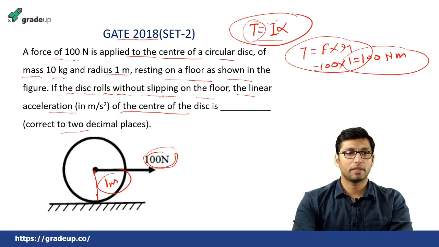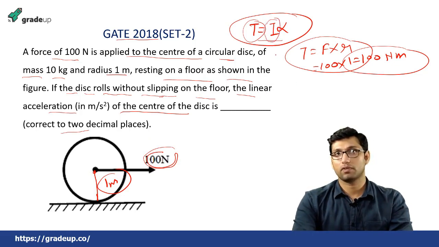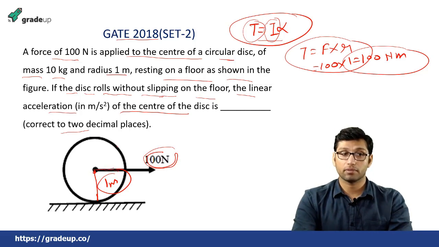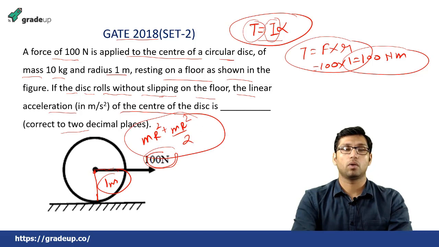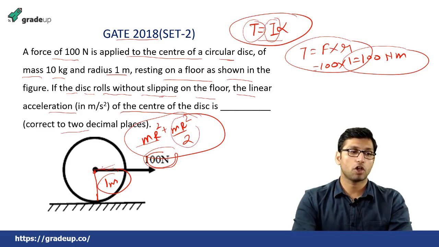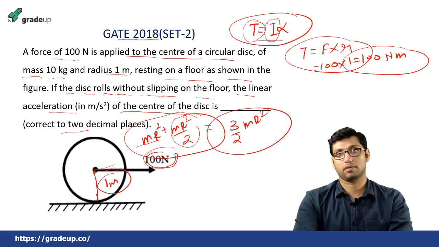Now, what will be the moment of inertia? The moment of inertia for this rolling circular disc will be equal to mr square plus mr square by 2. It will be the sum of mr square, which is the mass moment of inertia, plus the moment of inertia of the circular disc, which is equal to mr square by 2. So the total moment of inertia will be equal to 3 by 2 mr square.